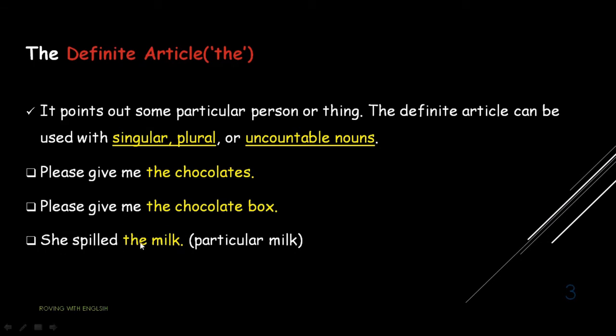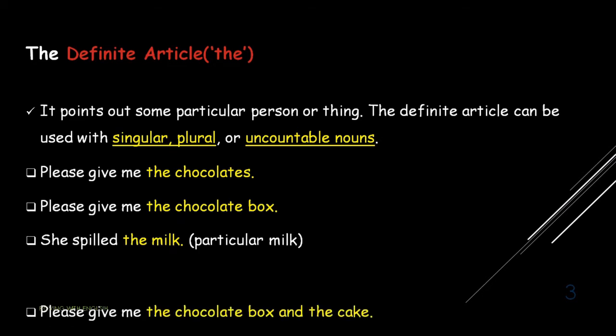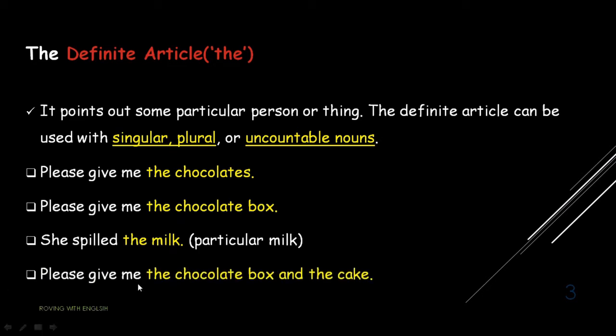She spilled the milk, not just any milk, that particular milk. Please give me the chocolate box and the cake. Here there are two things, chocolate box and cake, so they are plural actually. I want the chocolate box and the cake. I don't want any other chocolate box or cake.